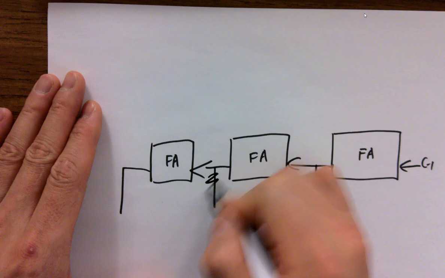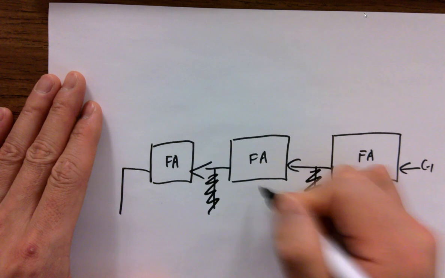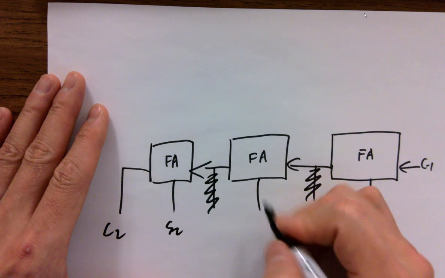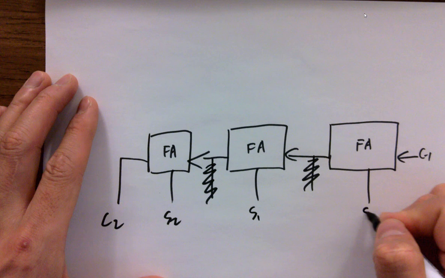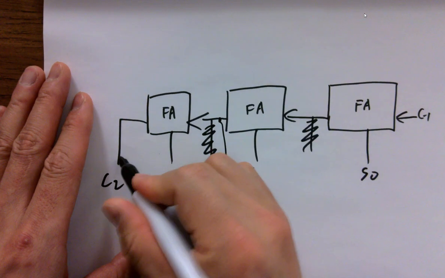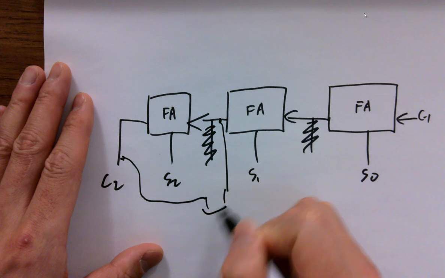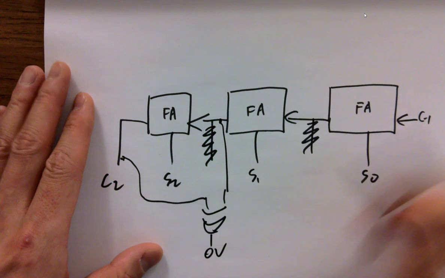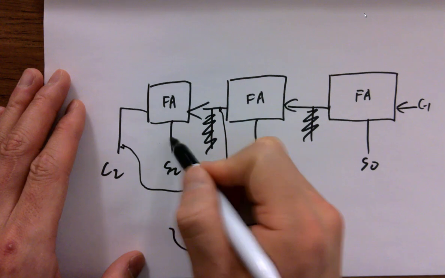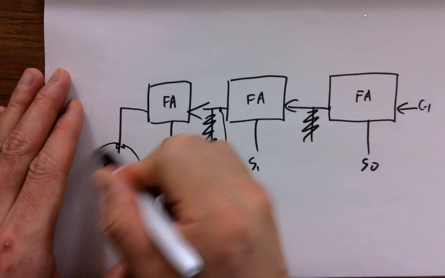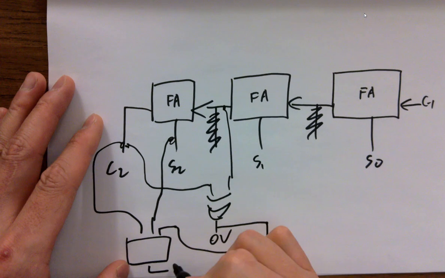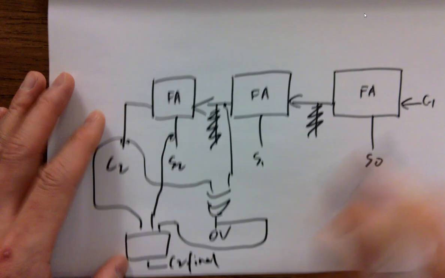Oh, these are carries. Why do I have to do that? So these are S, right? C2, S2, S1, S0, C1, C2, XOR for overflow indicator, and overflow indicator doing some sort of logic with this, right? Something to generate C2 final. Okay?